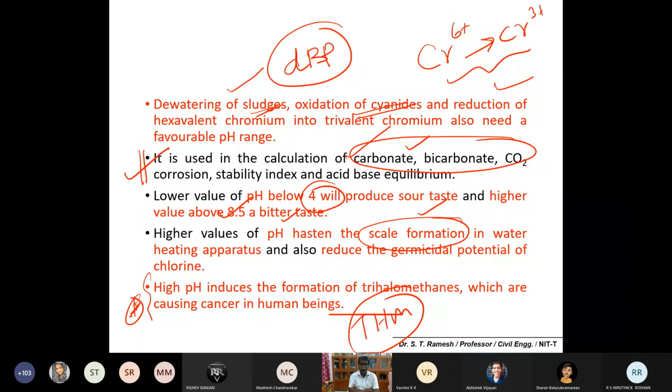And for taste, if the pH is less than 4, it will give a sour taste, and greater than 8, it will have a bitter taste. And the pH of the solution or water is greatly affected by scale formation, as well as heat scale formation in water heating apparatus, especially on geysers. And the last one is that a high pH value induces the formation of disinfection byproducts. One example is trihalomethane.